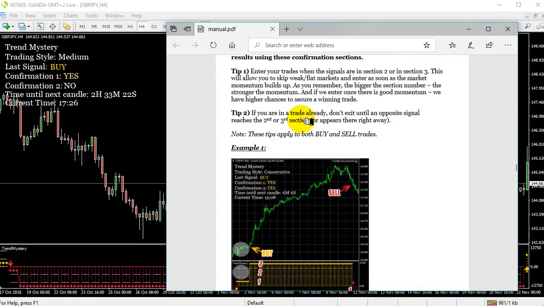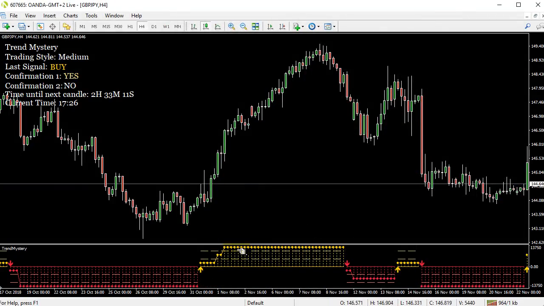Why do you think that appears there right away? Why do you think that is? Well, let's think about it for a second. If I'm in an uptrend and the trade's going up and all of a sudden I get the reversal of the indicator and it doesn't get past this level here, why would I want to be out? This could just be a minor pullback. Right? So keep that in mind as well.